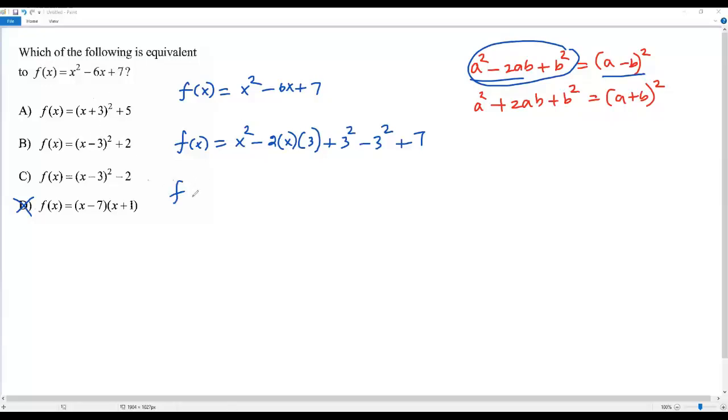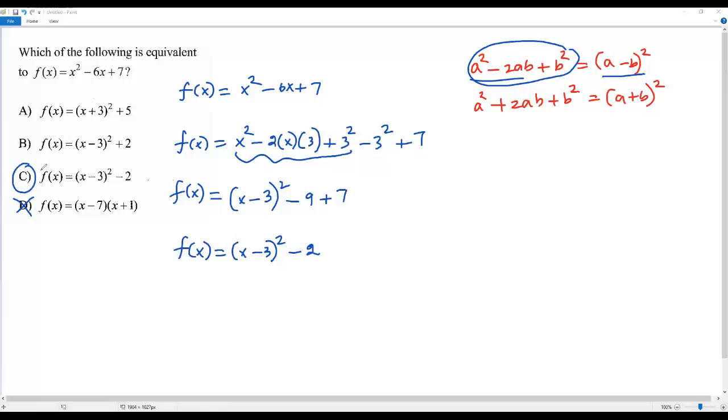Let me continue. f(x) equals, now it is exactly in the form a² - 2ab + b², so we can write (a - b)². For a, we have x, and for b, we have 3. So for this trinomial, I have written the square of the binomial, then negative 3², which is 9, and positive 7. So f(x) equals (x - 3)², and simplifying -9 + 7, it will be -2. Now I have the given quadratic function in standard form, f(x) = (x - 3)² - 2. So the correct answer choice for this question is option C.